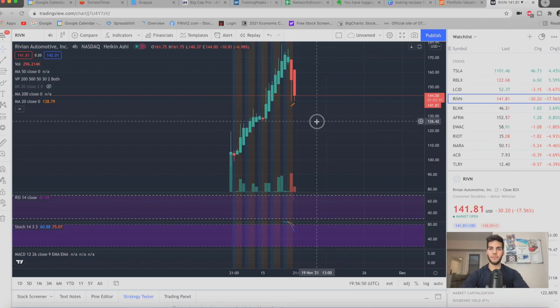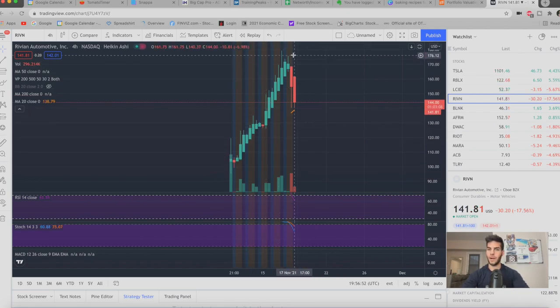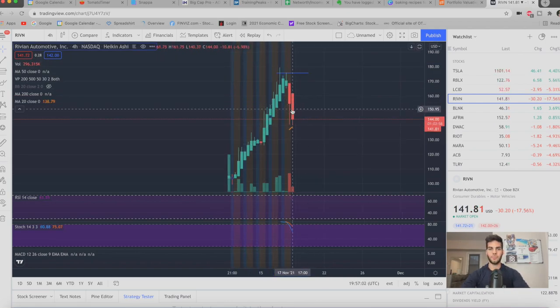On Rivian, we're looking at the 4 hour chart here, and we see the parabolic run, massive sell off. The probability of us going back to that 175 level and breaking it in the next 2 days, again, extremely slim. So that's the play we are banking on there.